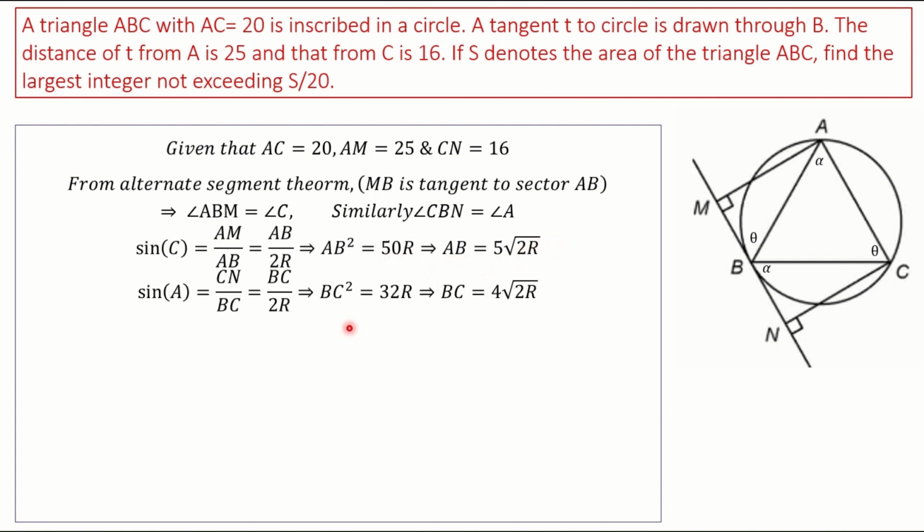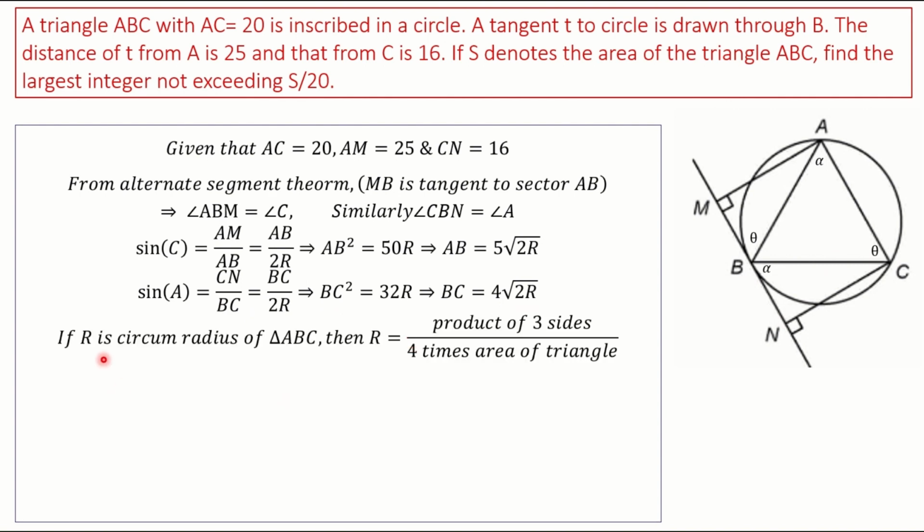Similarly, sin A is CN by BC, opposite by BC, which is also equal to BC by 2R. So BC is 4 square root of 2R. Now, R is also the circumradius of ABC. So R equals the product of the three sides, A into B into C, divided by 4 times the area of the triangle.